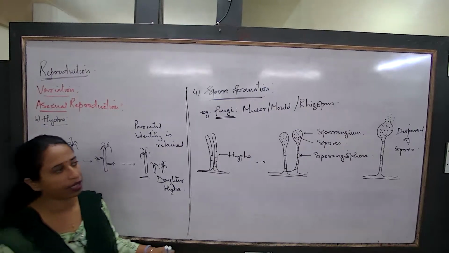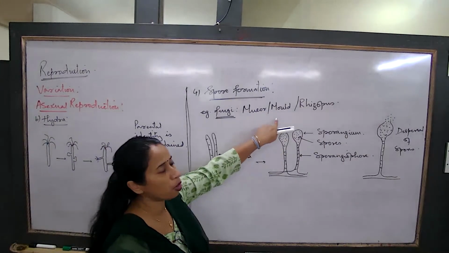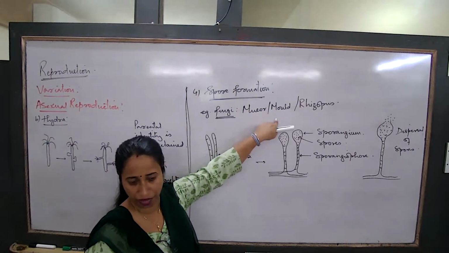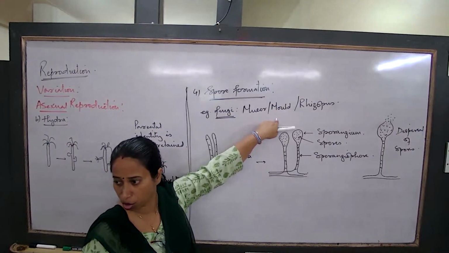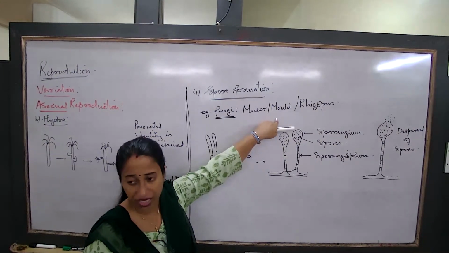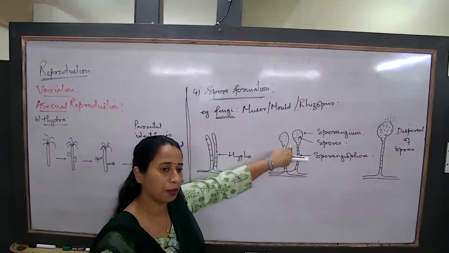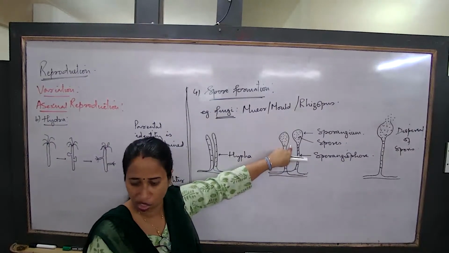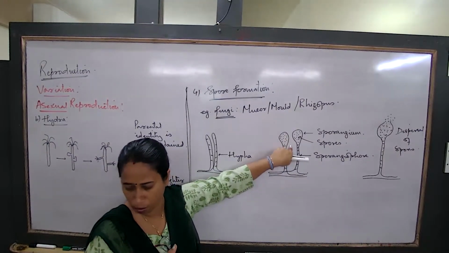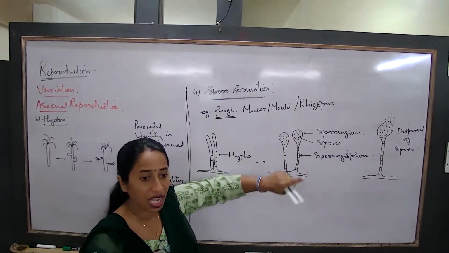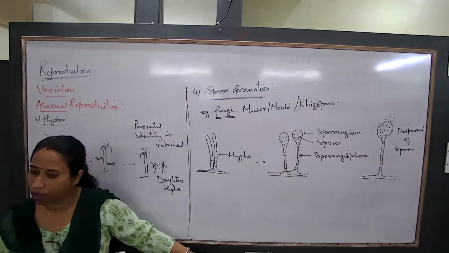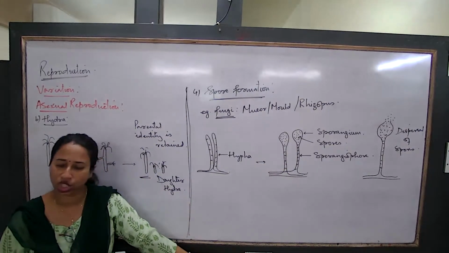So when we are talking about the process of spore formation, a type of asexual mode of reproduction in case of the fungus, the rupturing and the breaking up of the sporangium will release millions of such spores. These spores now, under favorable conditions.